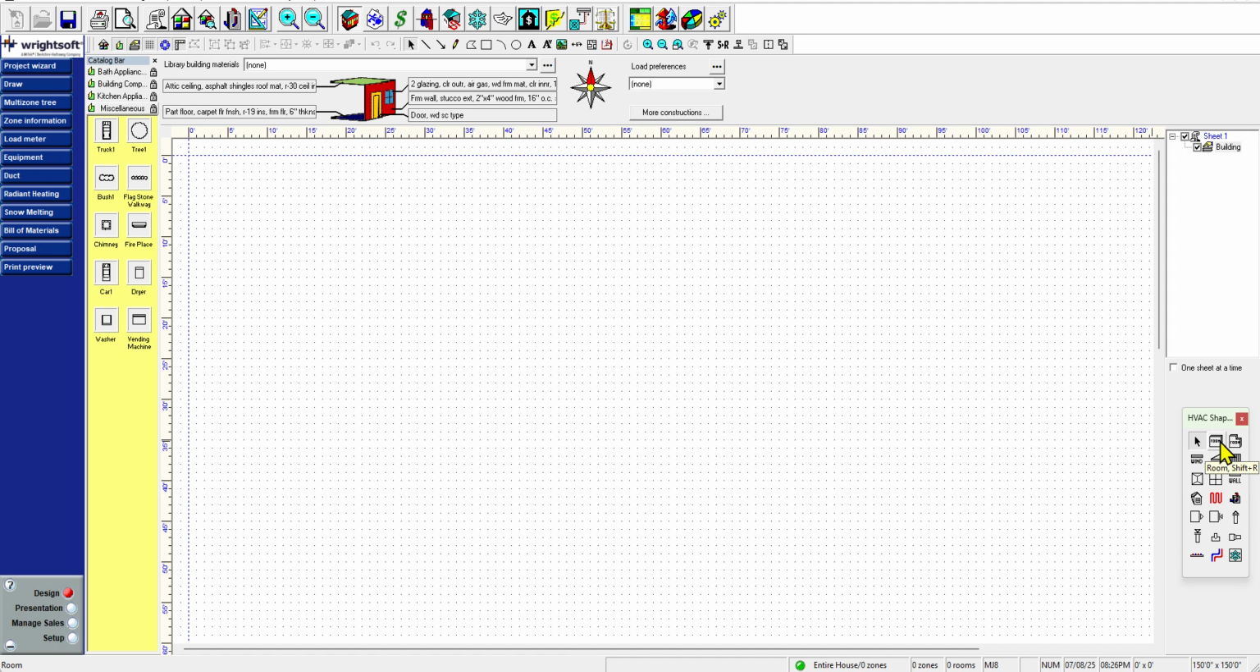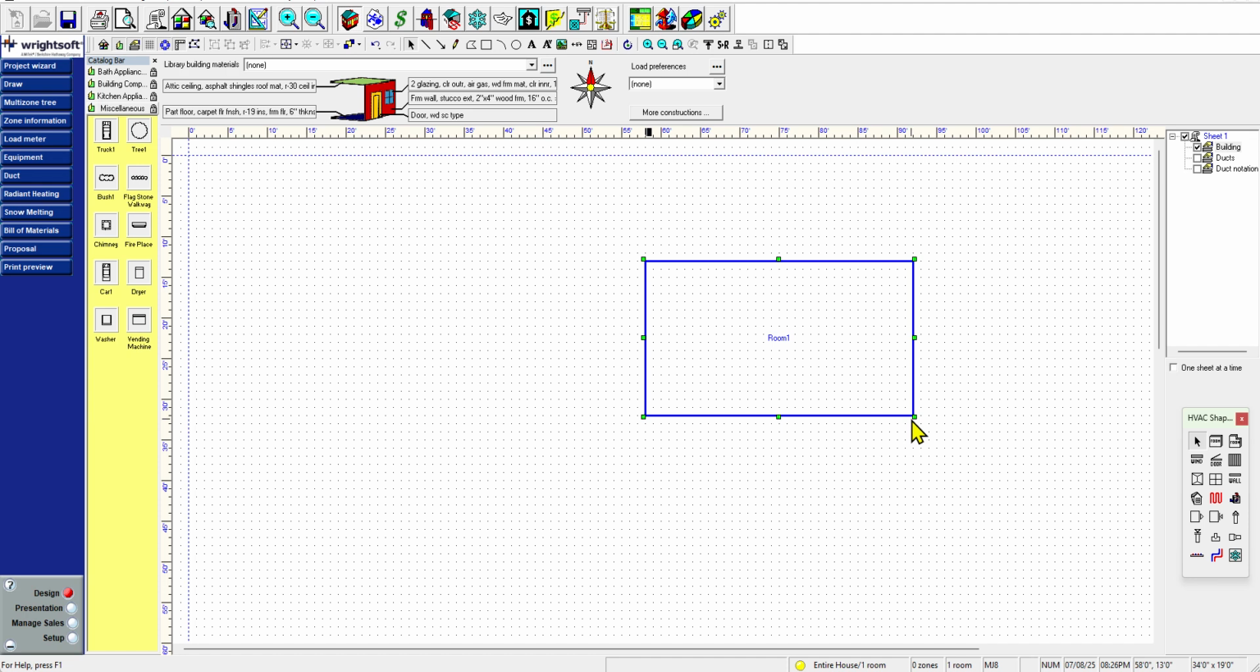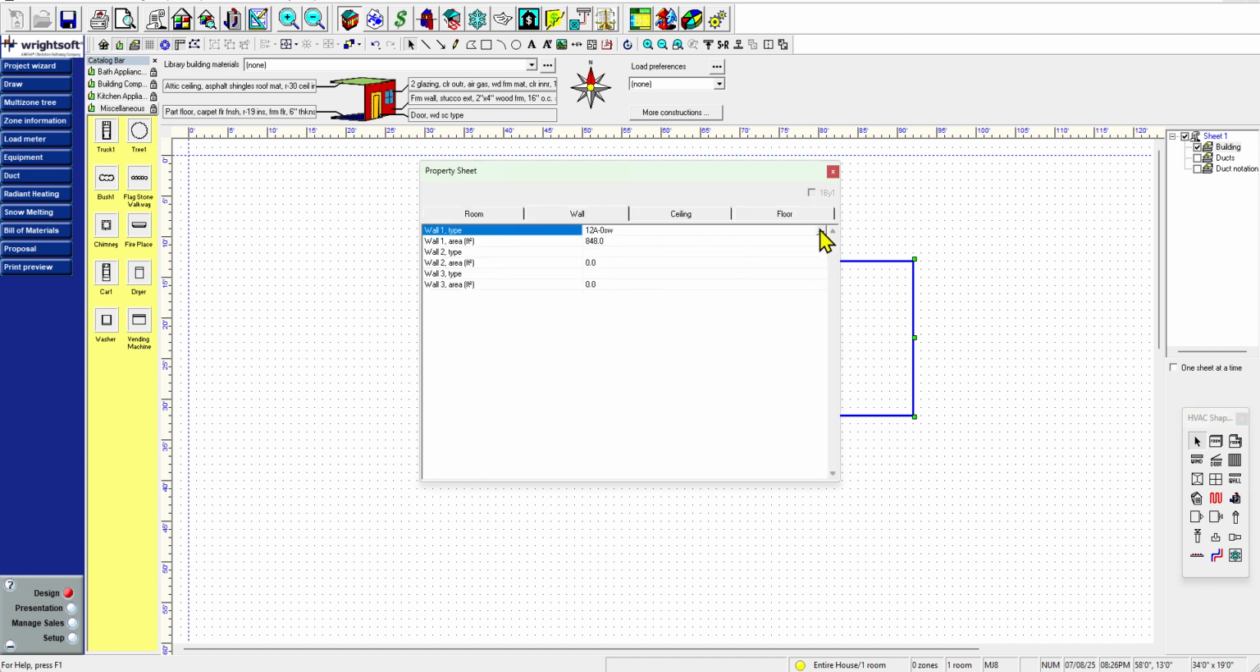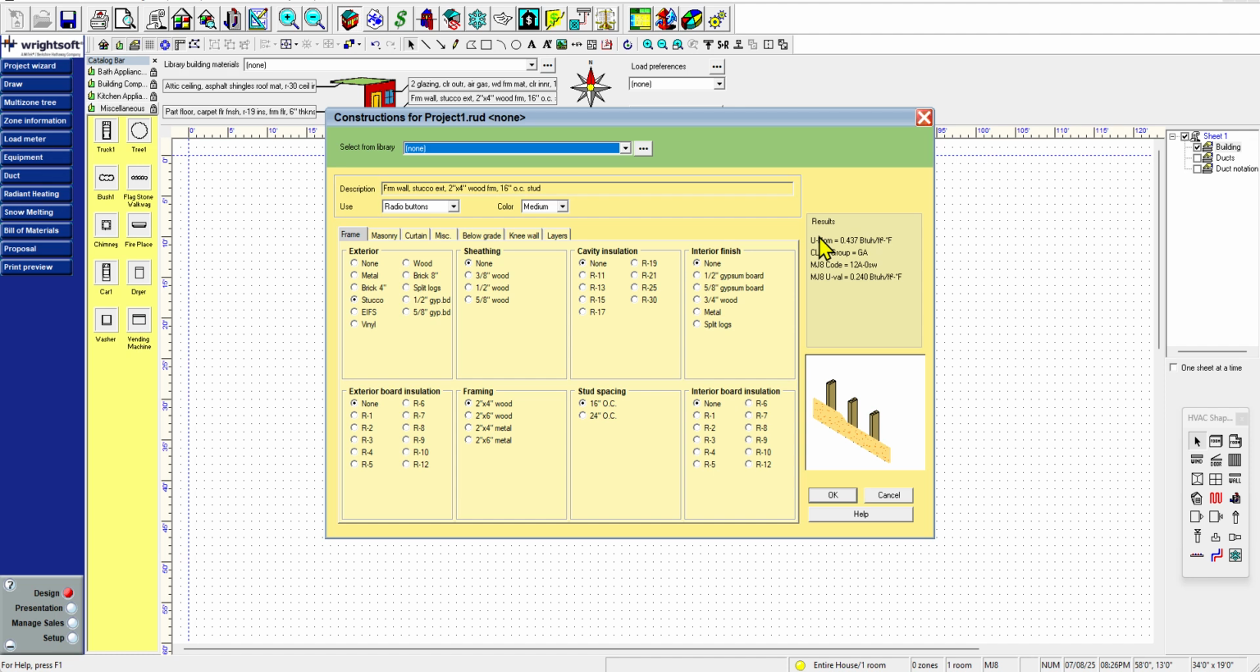So here we go again. Now we're in our RightSoft software, and the reason I'm doing this is because if you don't have the Manual J book, or I can't show it on screen, I can use this tool, which is freely available for download. I'll draw a room. Let's pull up the properties. Let's go to wall. Click on the 3 dots over there.